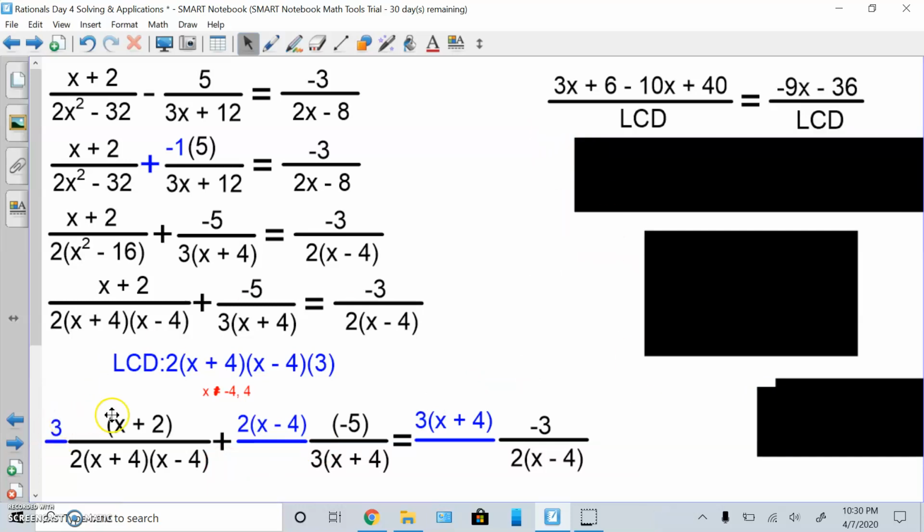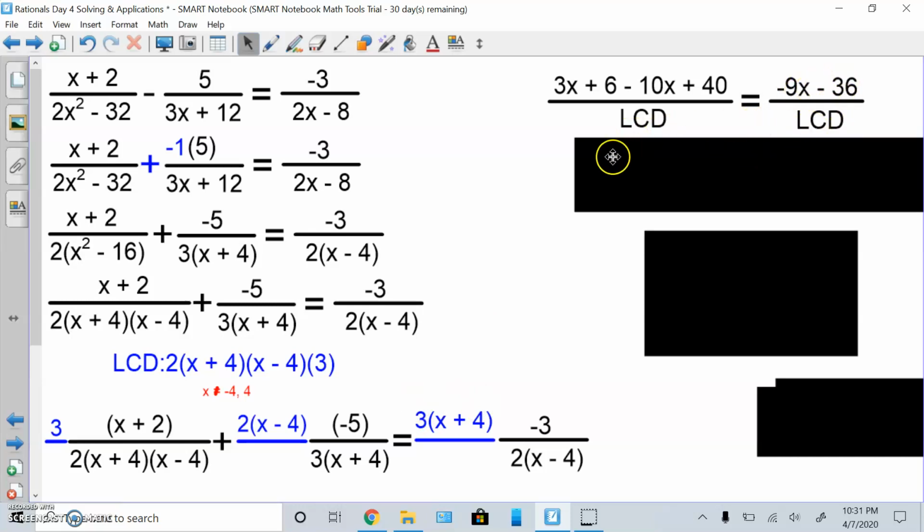I'll also multiply 3 times x, 3x, 3 times 2 is 6, I distributed. Even right here, when you multiply these 3 things, we're going to do 2 at a time, you eventually end up with negative 10x plus 40. So I did 2 times negative 5 is negative 10, negative 10 distributing to this is negative 10x, positive 40. The bottom is LCD. On the right side, same thing, you multiply these. I did negative 3 times 3 is negative 9. Negative 9 distributing to x plus 4 gives you negative 9x minus 36, and the bottom is LCD.